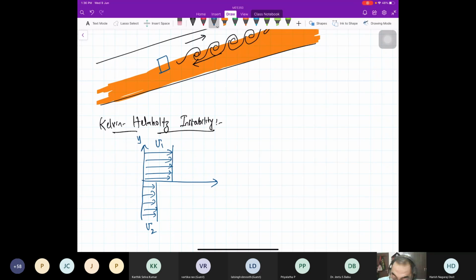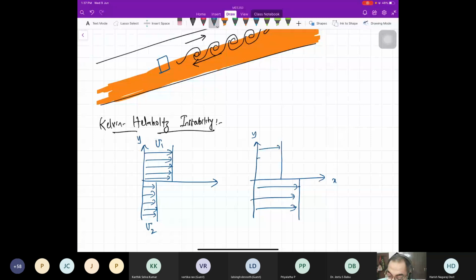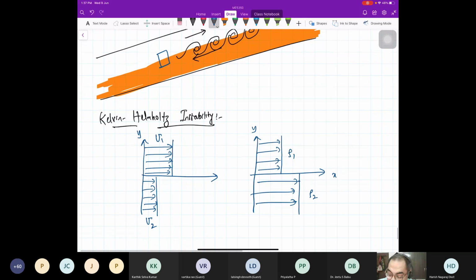I can call the velocities u1 and u2. In the example that we showed, u2 is negative and u1 is positive, but it does not matter. These are just arbitrary values of u1 and u2. Similarly, I could even have the densities also. Typically the upper fluid will be lighter and the lower fluid will be heavy. So these are rho 1 and rho 2. Is this clear?